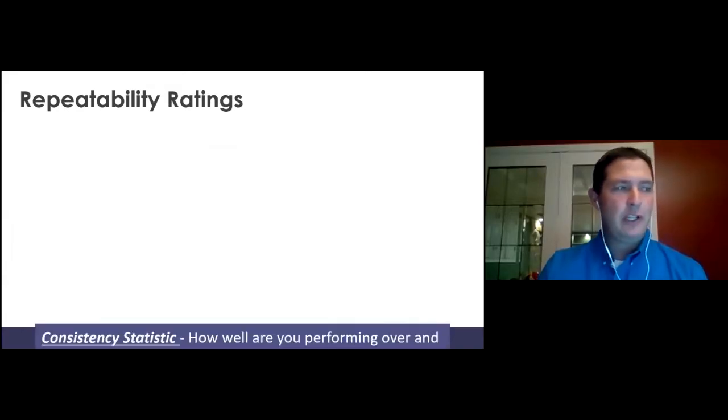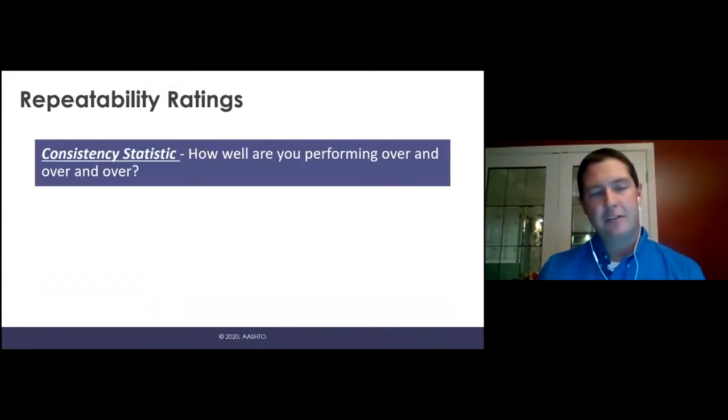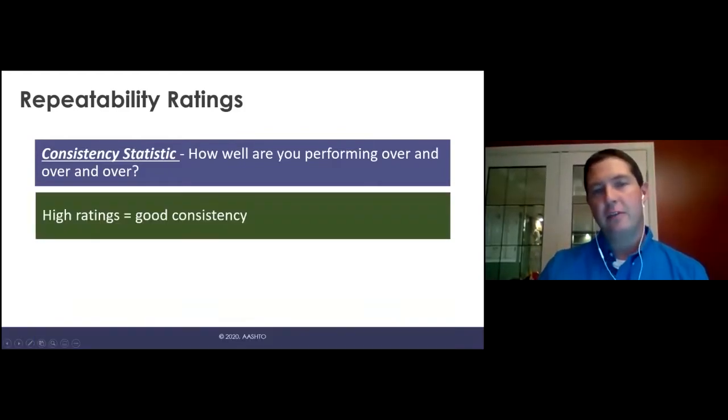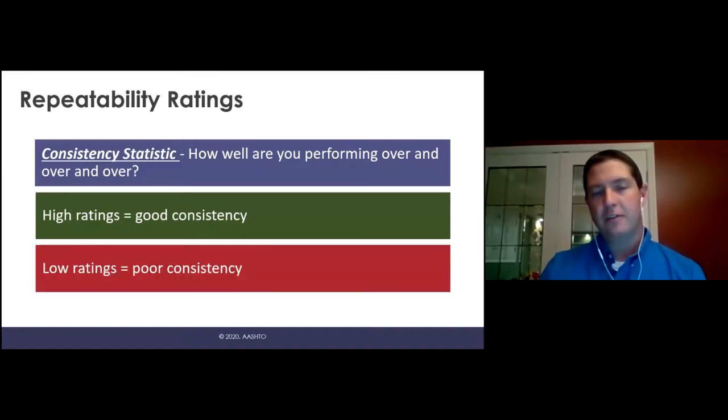So the repeatability ratings themselves, like I had mentioned, it's a consistency statistic. We're going to look at that over the course of time. How well are you performing it over and over and over again? So obviously we want to see high ratings. High ratings means that your laboratory has good consistency. And we would also note that low ratings would indicate that your laboratory has poor consistency.